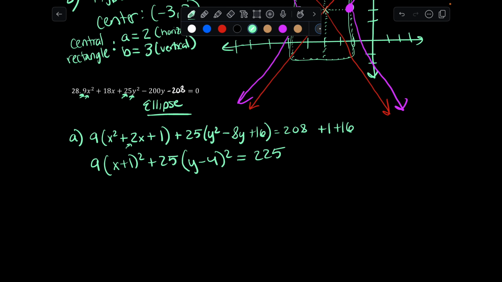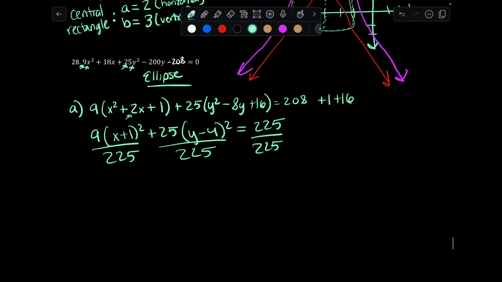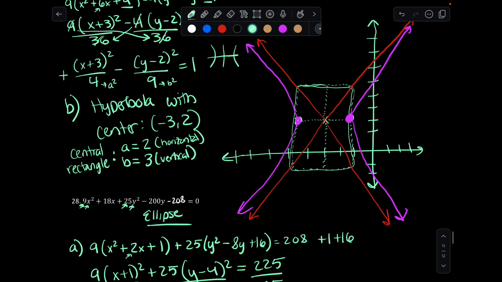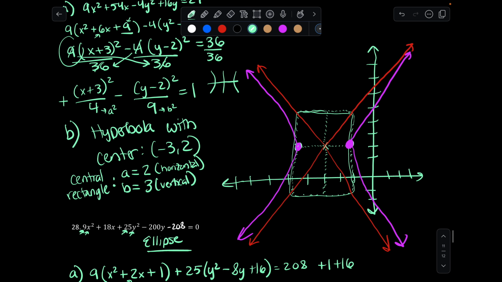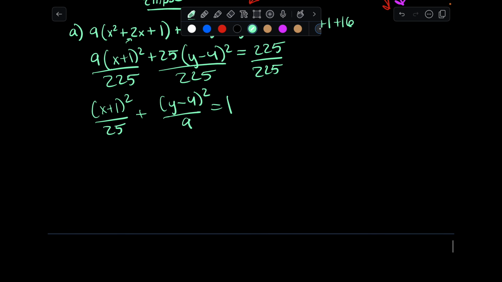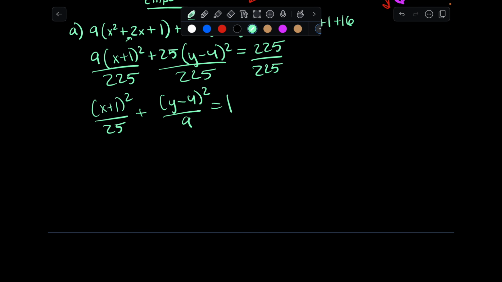So now from here, we can see that this is not a circle, so we have to divide and get it equal to 1. So we'll divide all terms by 225. When we do that, we talked about the relationship, like with this hyperbola, whatever we factored out just ended up the denominator for the other term. That's going to happen again here. So we'll have (x + 1) squared divided by 25 plus (y - 4) squared divided by 9 is equal to 1. So we see that both terms are positive, and we have our ellipse.